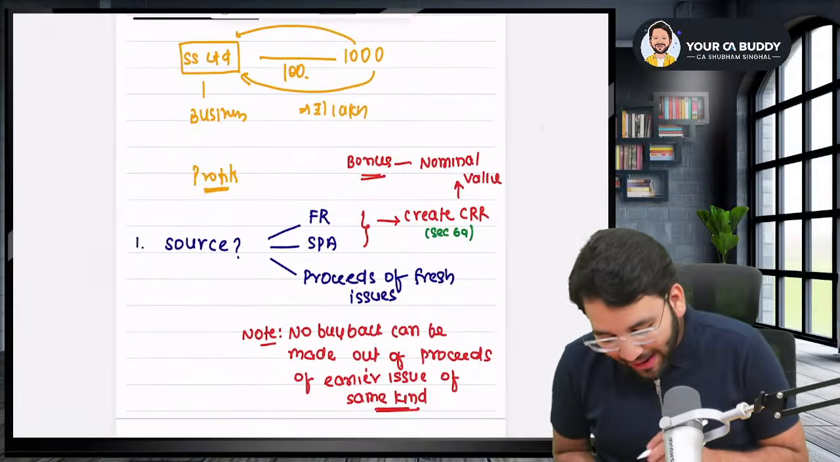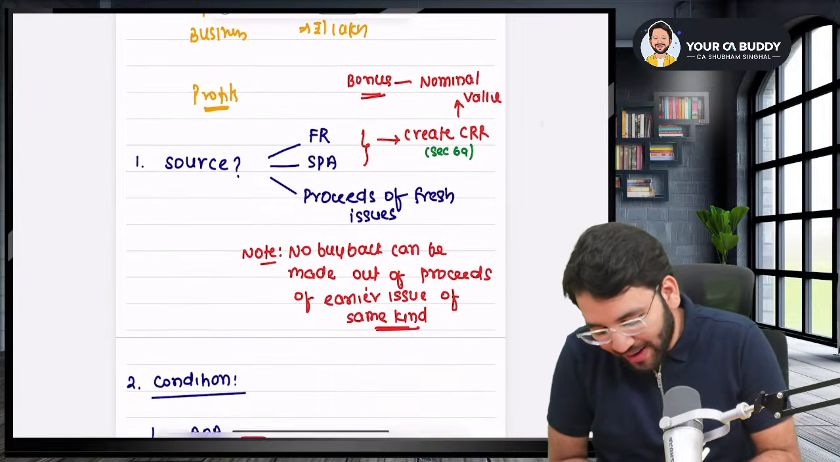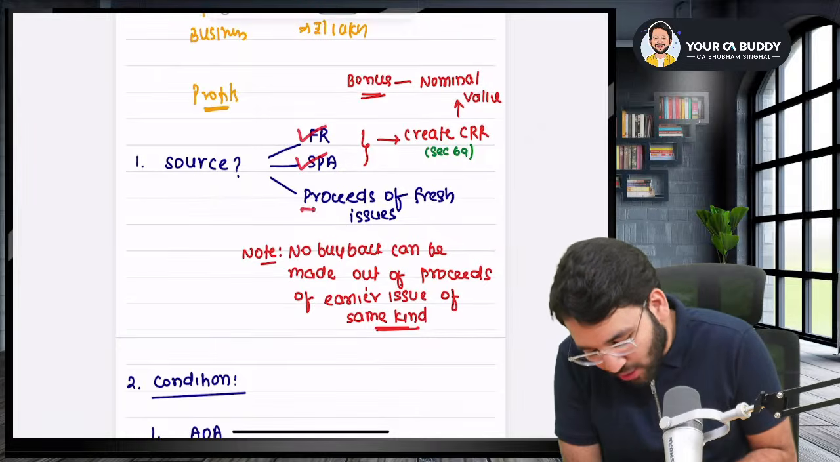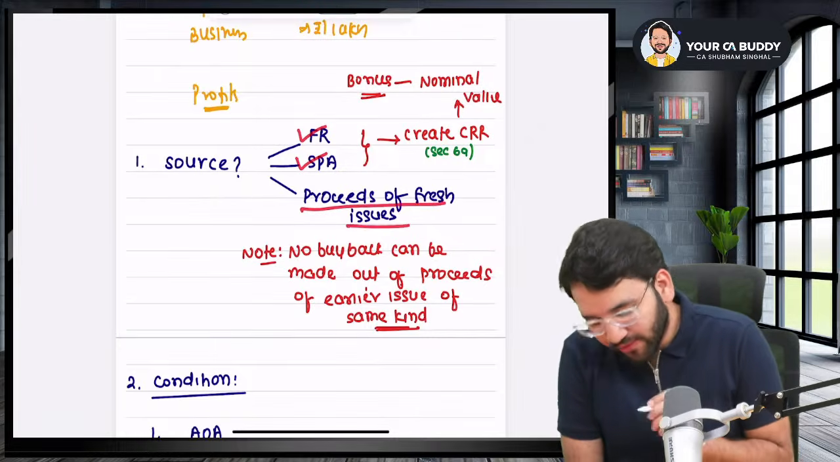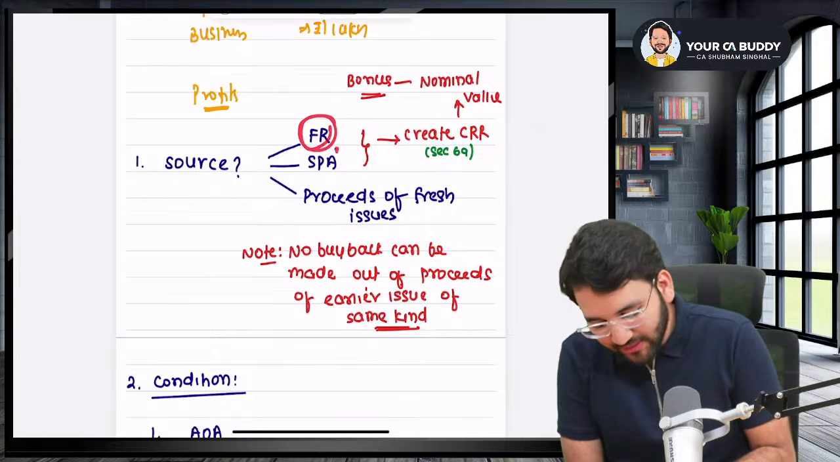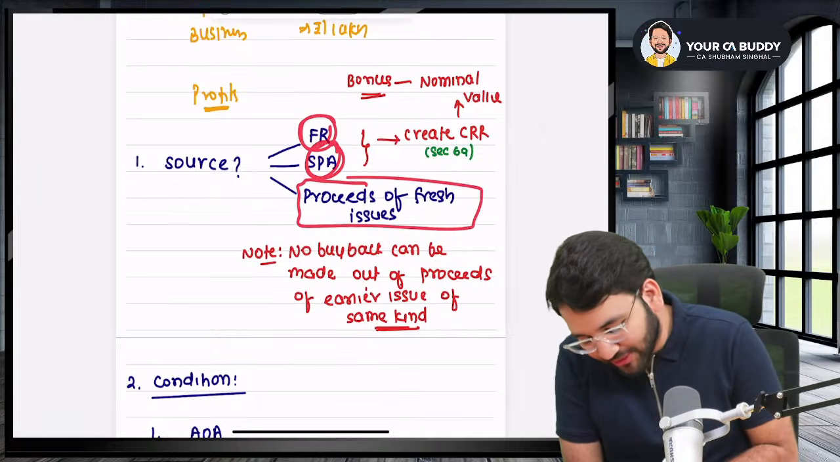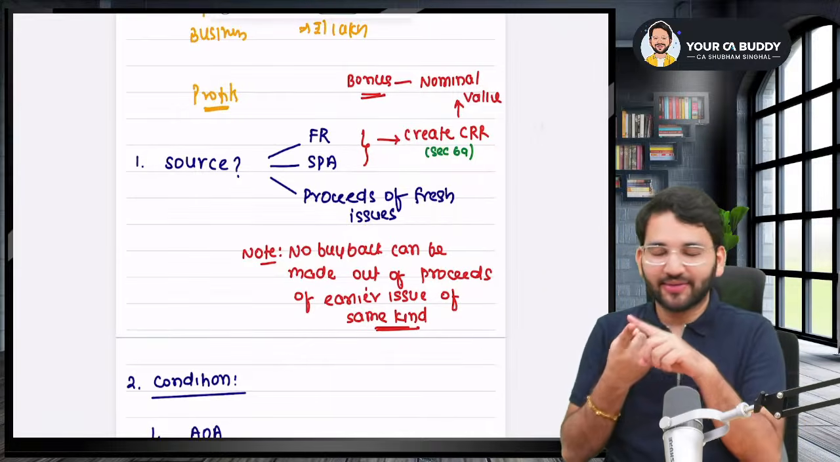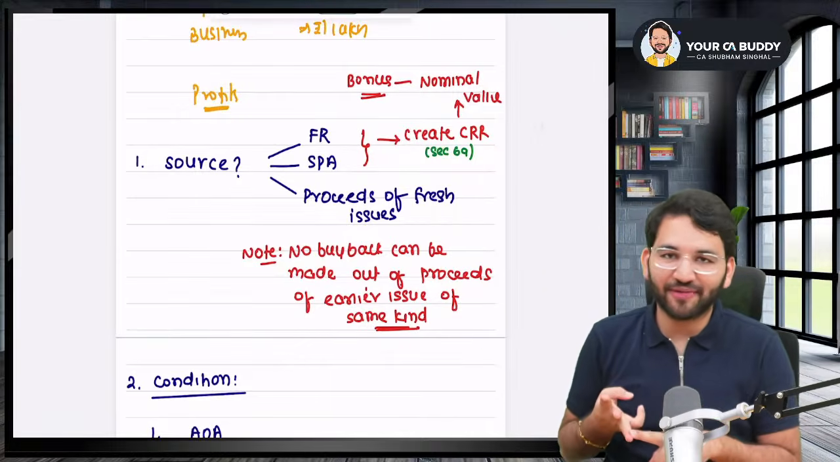Buyback talks about the source of buyback. What will be the source of buyback? It can be free reserves, securities premium account, or proceeds of a fresh issue. These are three places from which we can do buyback.